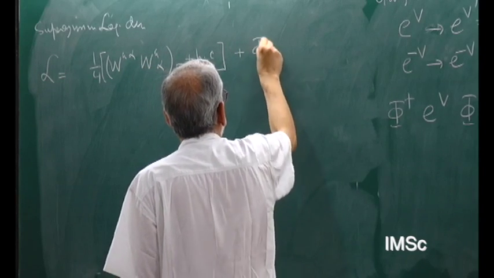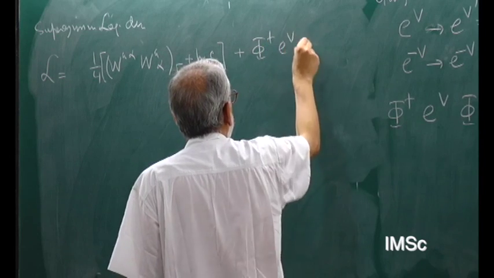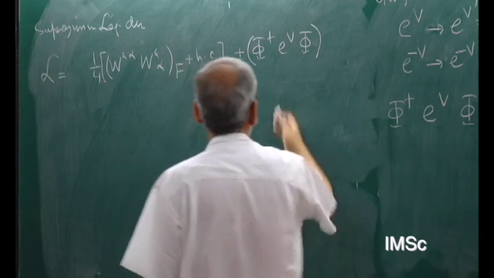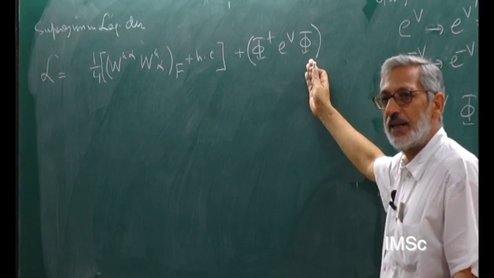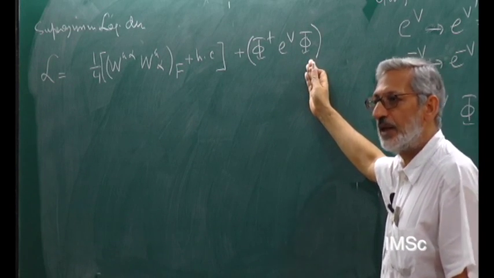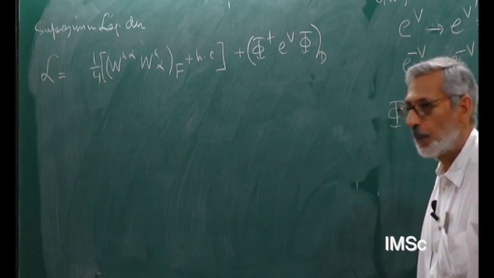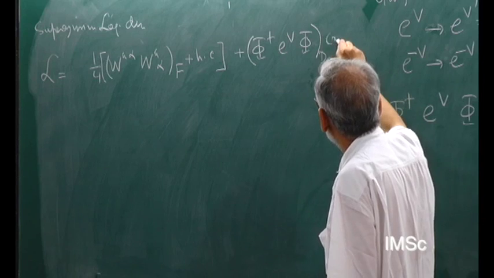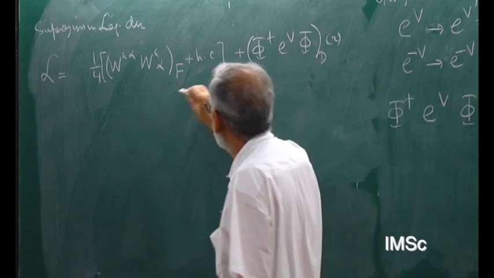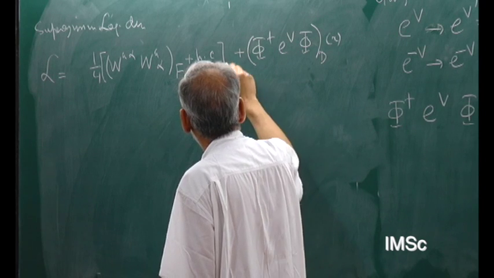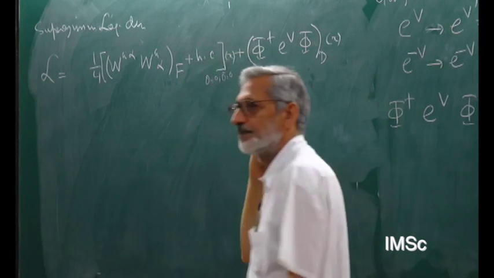Plus φ† e^V φ, because that's what we saw. There's a gauge invariant object, and it's a vector superfield. Take the D component, and this would be directly a function of x. Here you set θ to 0 and θ-bar to 0, and that would make it a function of x.